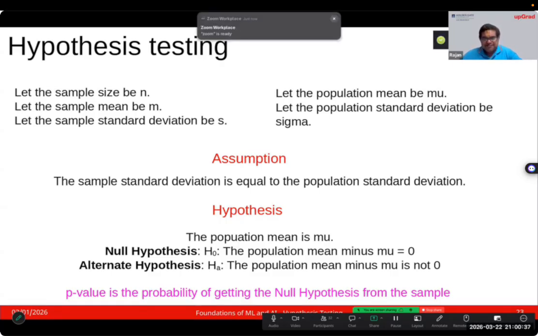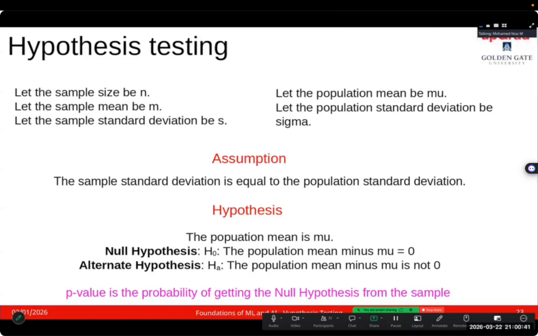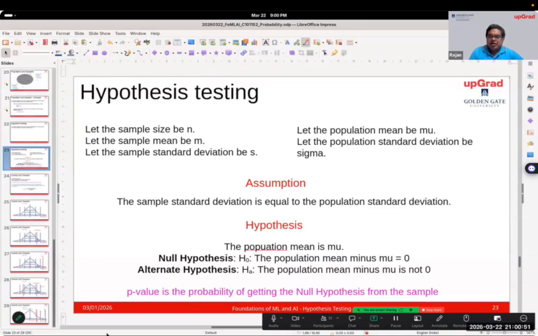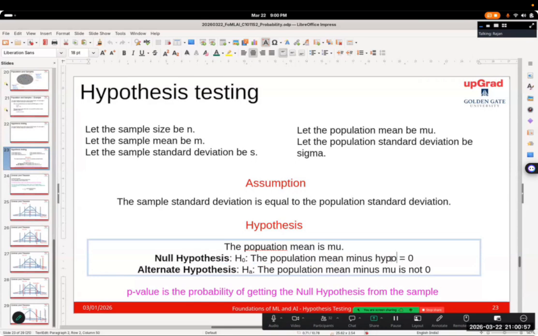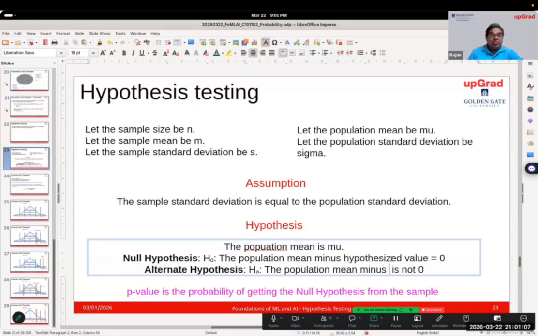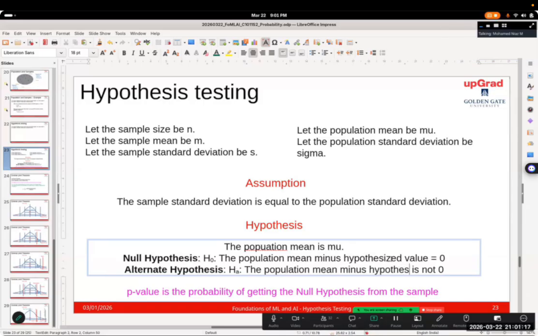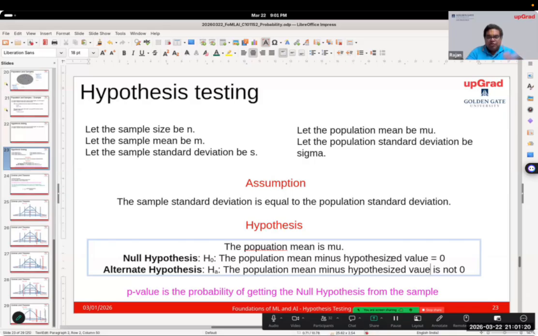Yes, Mohammed Niaz, go ahead. Professor, the null hypothesis definition should be population mean minus m, right? Not mu. Mu is the hypothesized mean. So population mean minus hypothesized. So the null hypothesis is that the population mean and sample mean are converging, right? No, the null hypothesis is different. We just make some hypothesis for the population mean. It is some unknown value. We do not know that, so we are hypothesizing a value for it.